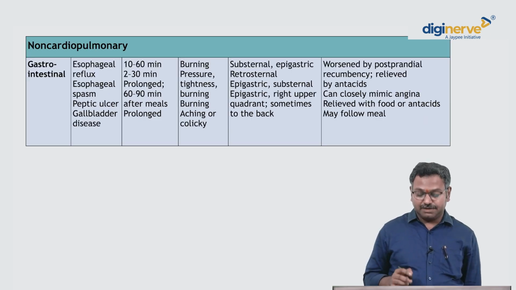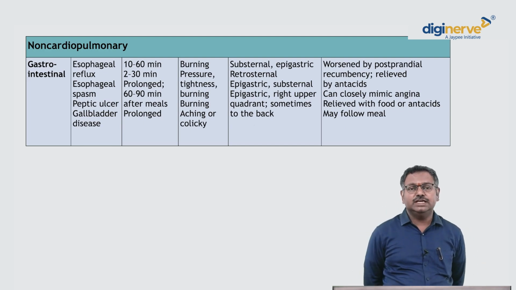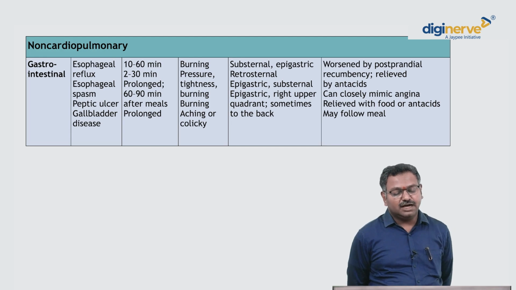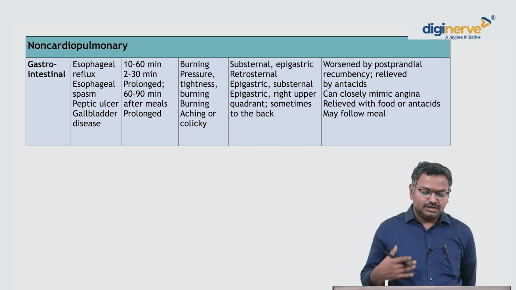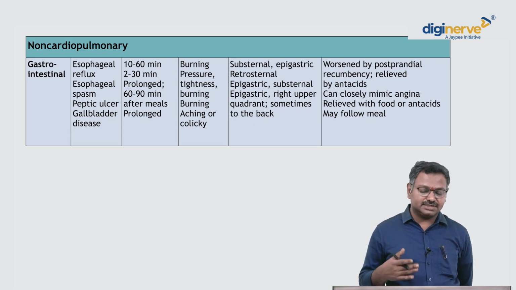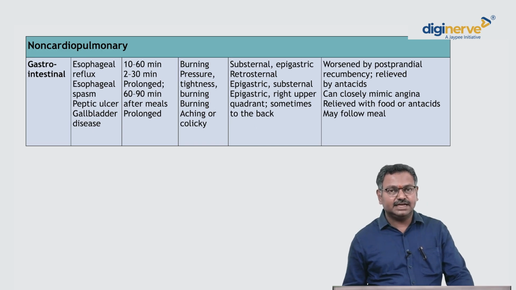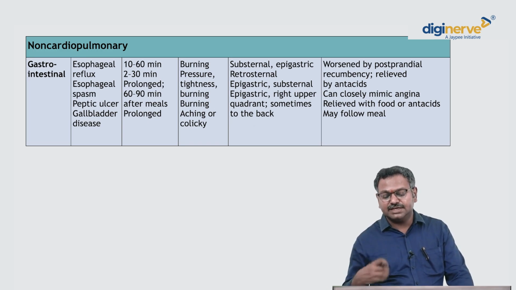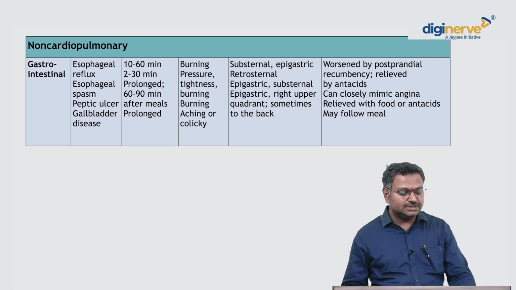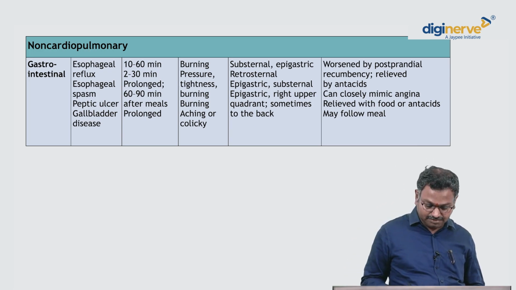Among the non-cardiopulmonary causes, the GI causes include gastroesophageal reflux disease. Usually the patients have this pain after meals, a burning sensation. Associated with the reflux, it usually occurs after feeds, postprandial, and it is usually relieved with PPIs or antacids. Same with esophageal spasm, which gets relieved after possibly drinking some analgesics, etc. And you could have peptic ulcer disease, and sometimes gallbladder disease also can manifest.